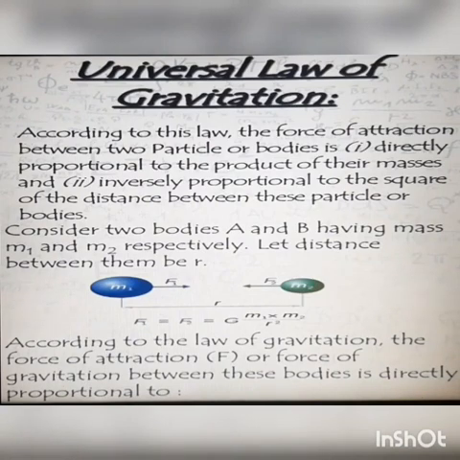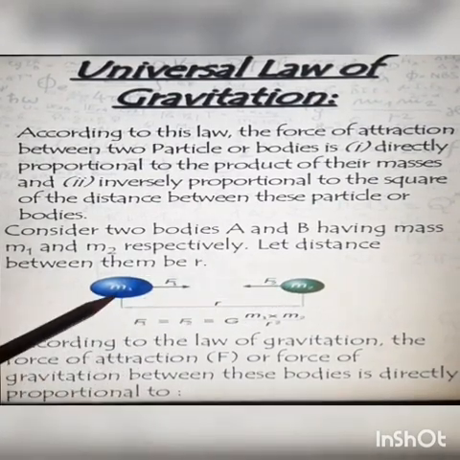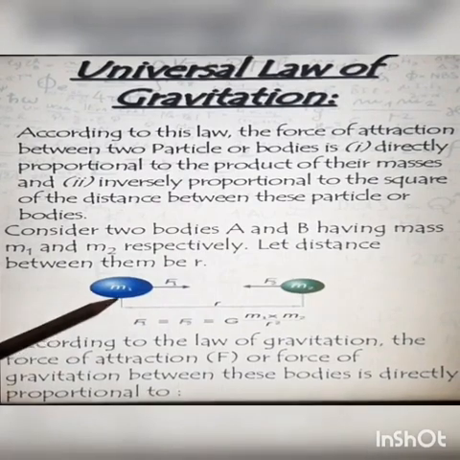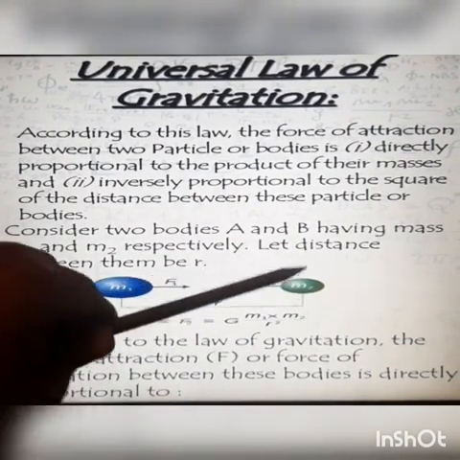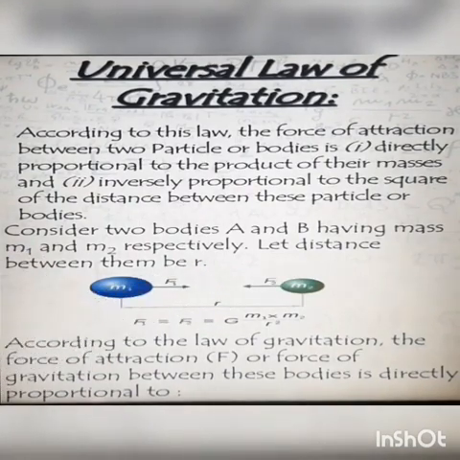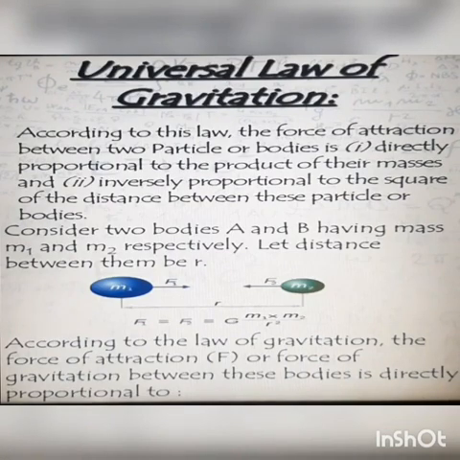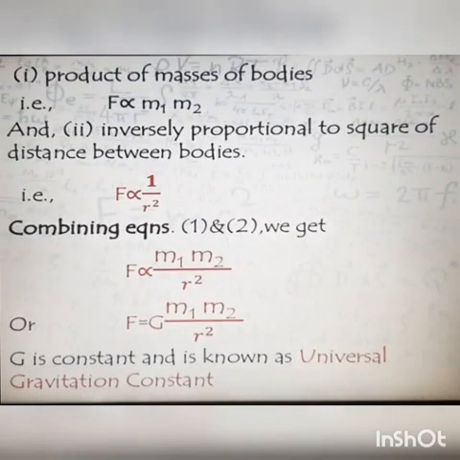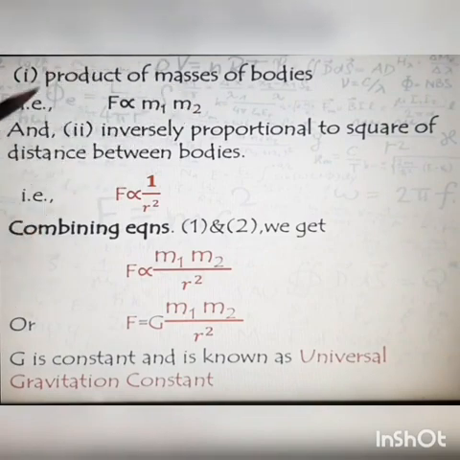Now, let us take two bodies A and B of masses m1 and m2. Let the distance between m1 and m2, or the body A and B, be r. So, according to the law of gravitation, the force of attraction F, or the force of gravitation between the two bodies, will be directly proportional to number 1, product of their masses. That means F proportional to m1 into m2.